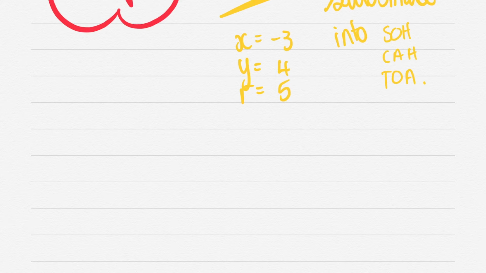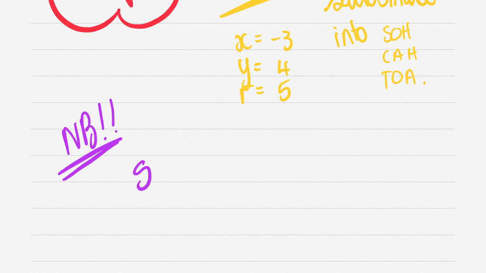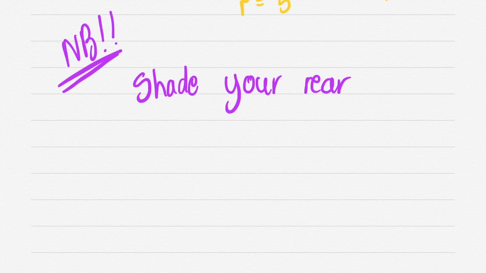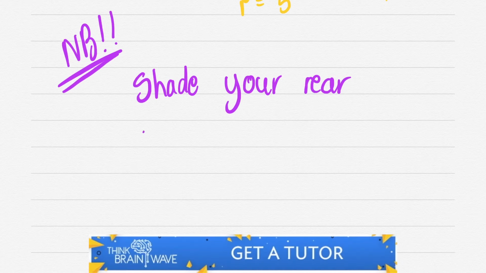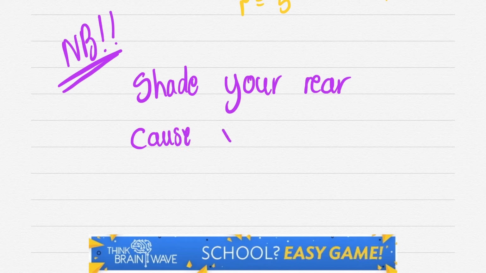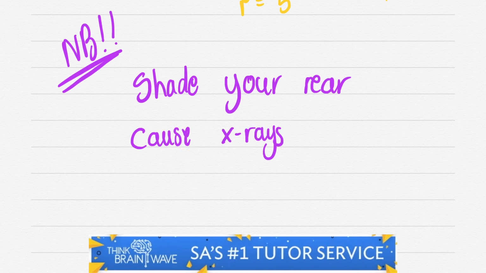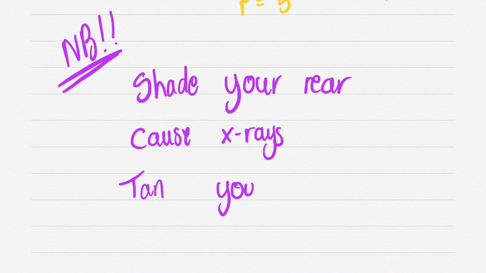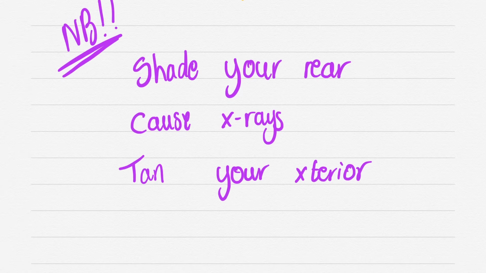If we decide not to use sine theta like I've done over here, we can just make a quick note. I think this is probably going to be best, because I've been mentioning this in a couple of the videos, but I haven't actually made a lesson about it. We all know about SOHCAHTOA, but we don't know about this relationship between sine, y, r, and x. What I've learned is a cool little saying: shade your rear, because x-rays tan your exterior. It's very simple and very easy to remember. If you have been watching the videos, you know exactly what I'm talking about by now.